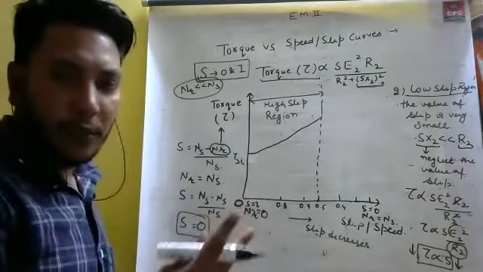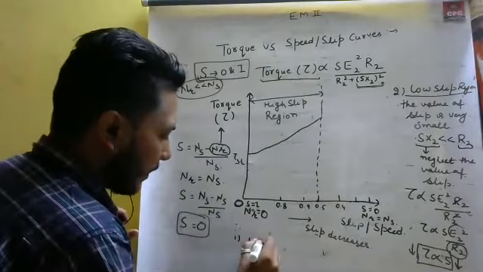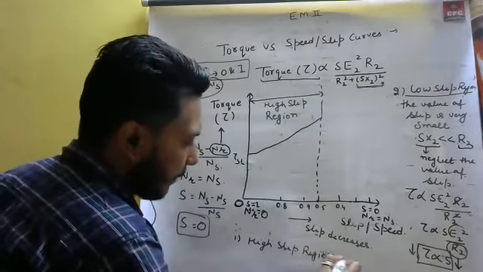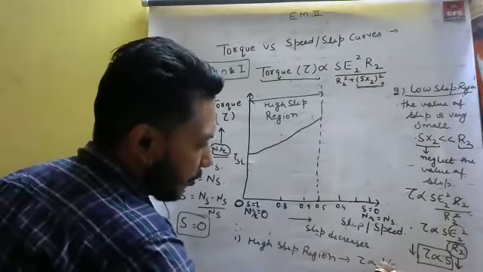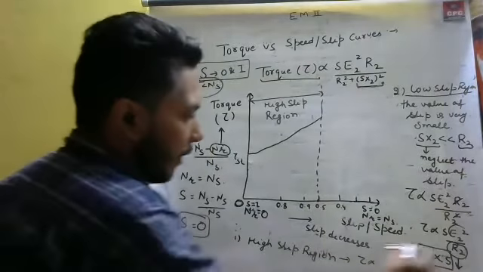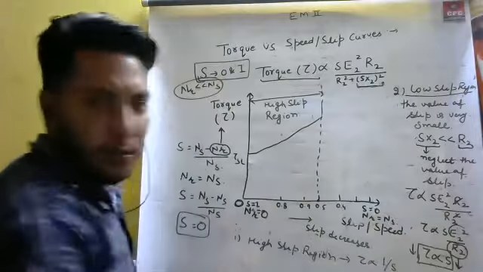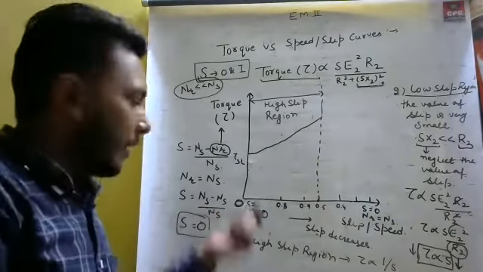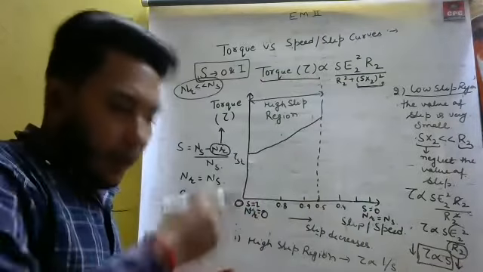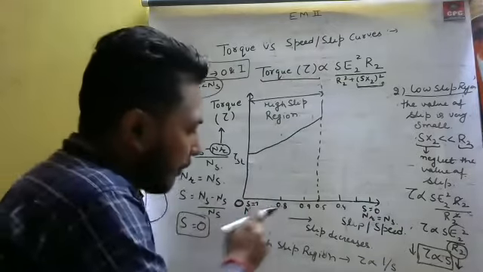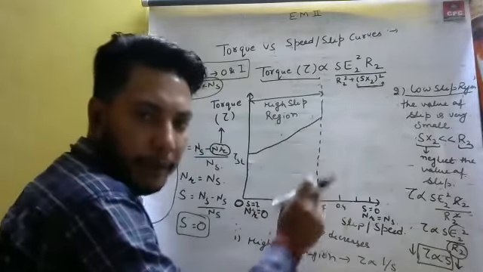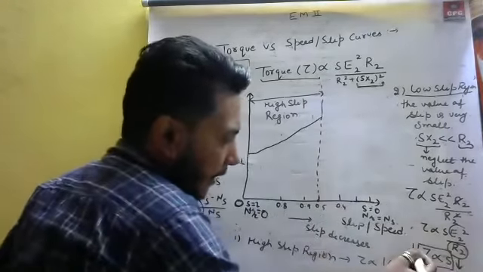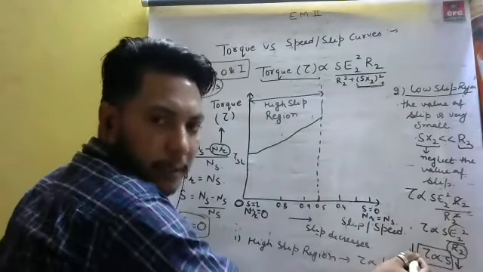Okay, so there are two regions. First one is the high slip region. In the high slip region, the torque is inversely proportional to 1 upon S, or in the low slip region, the torque is directly proportional to S. But from the figure, we see that at the starting condition, the value of slip is 1. When the motor starts running, the value of slip decreases from 1 to 0. So the value of slip decreases, and the torque also decreases in the low slip region.